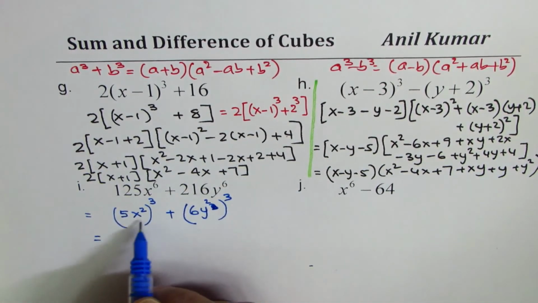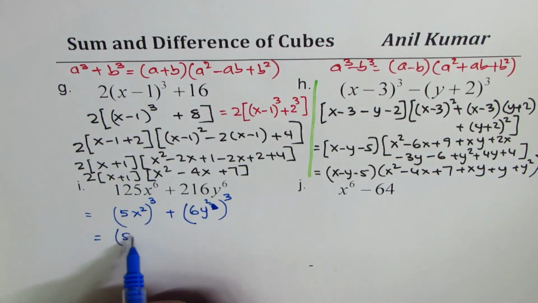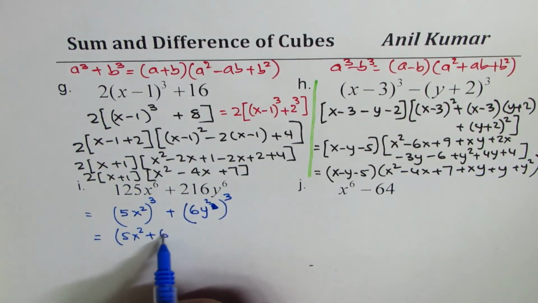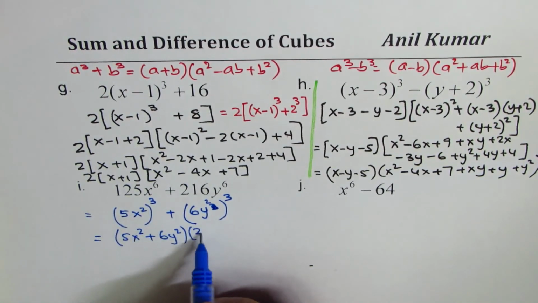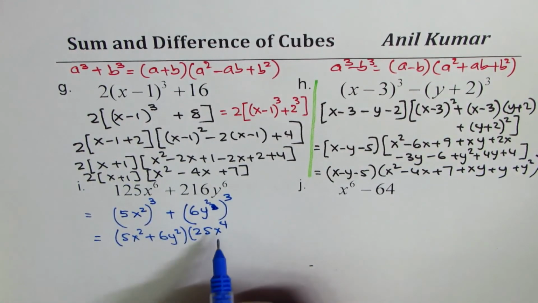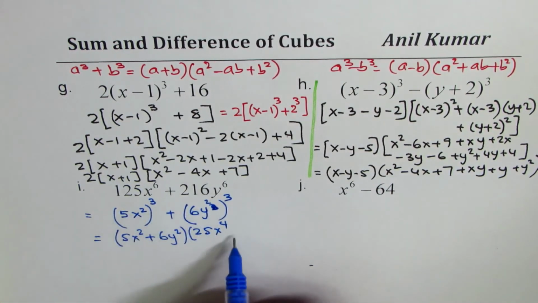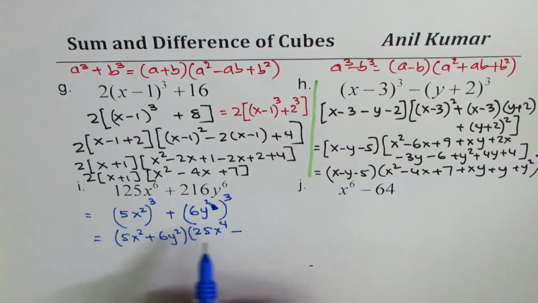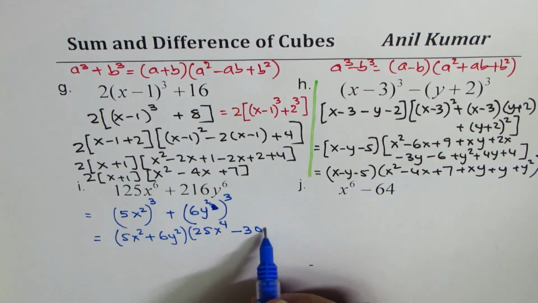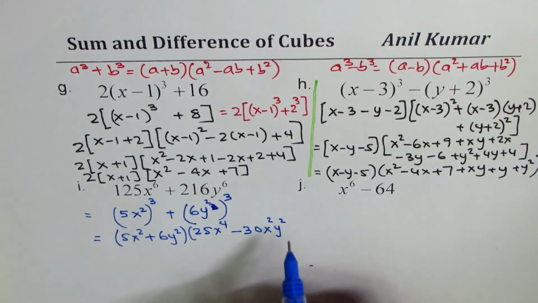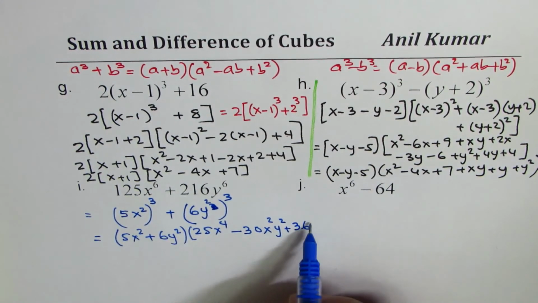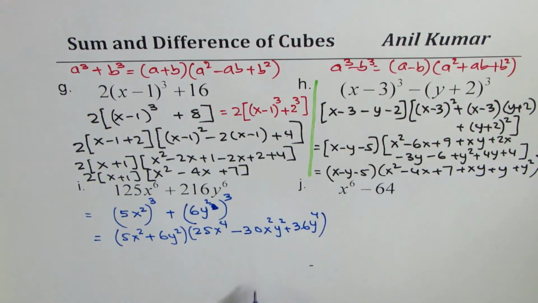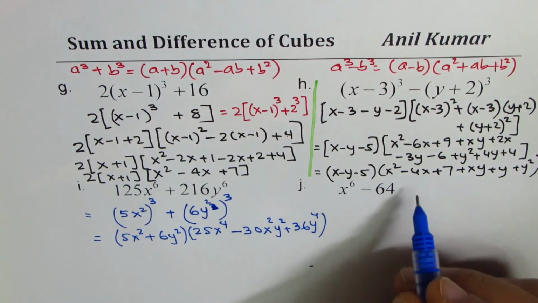And now you can use the formula, which is 5x squared plus 6y squared times the square of this, which is 25x to the power of 4, minus the product of these two with a negative sign. 6 times 5 is 30, x squared y squared, plus 36y to the power of 4. Perfect. So that is how you get the factors of the first one. Now let's do the last one here.